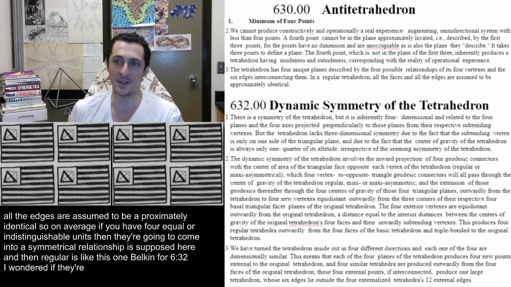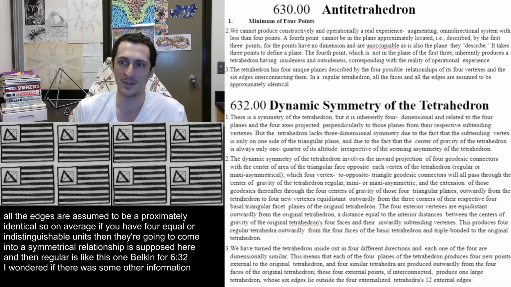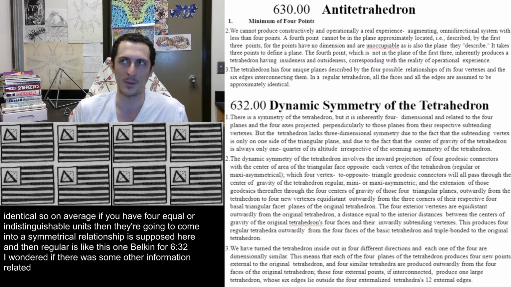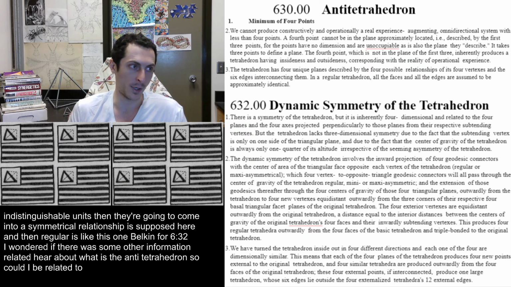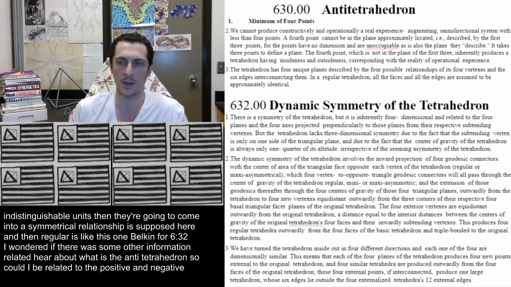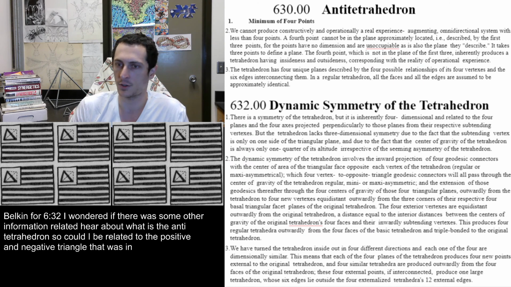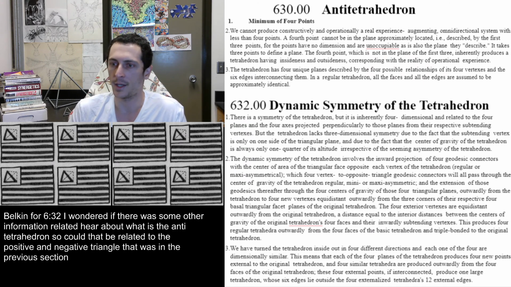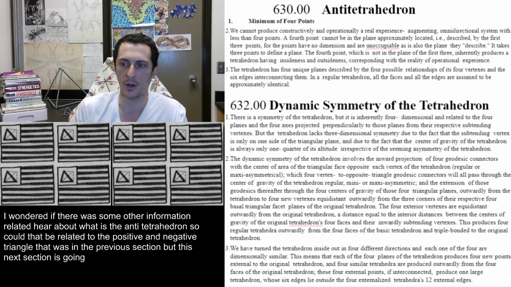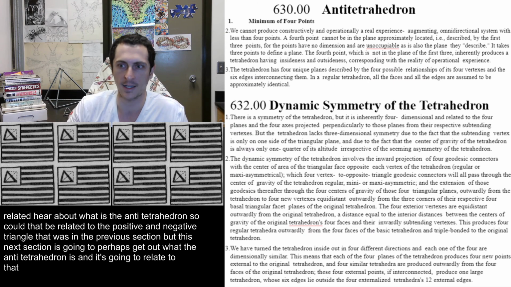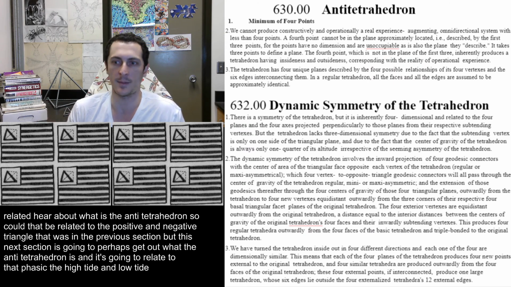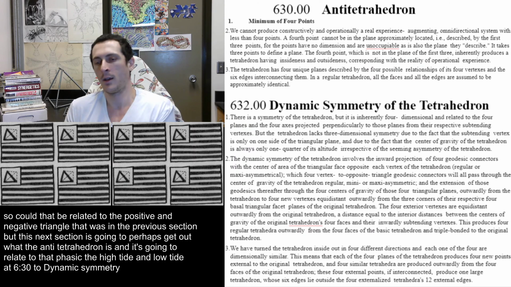I wondered if there was some other information related here about, okay, what is the anti-tetrahedron? So could that be related to the positive and negative triangle that was in the previous section? But this next section is going to perhaps get at what the anti-tetrahedron is. And it's going to relate to that phasic, the high tide and low tide. 632, dynamic symmetry of the tetrahedron.